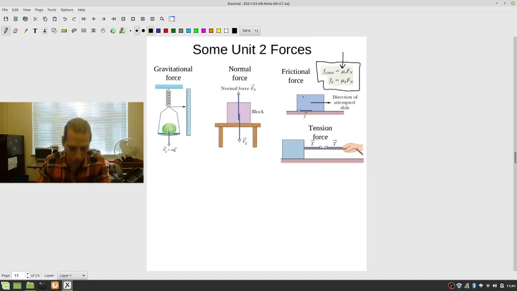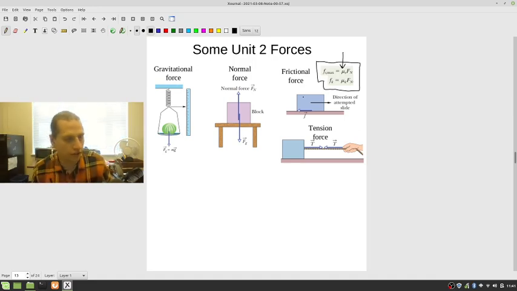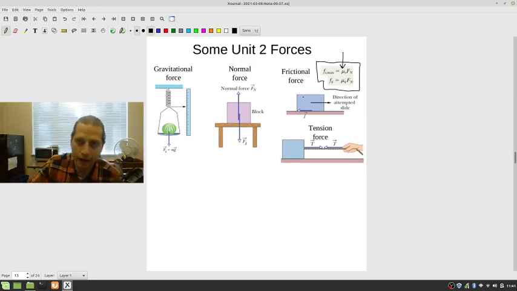So if you pull it with 2 newtons, it pulls back with 2 newtons. 3 newtons, pulls back with 3 newtons. 4 newtons, pulls back with 4 newtons. 5 newtons, bam, suddenly you can get it to move. The amount of force here is the maximum amount of force that you could pull on a block with and still not get it to move.